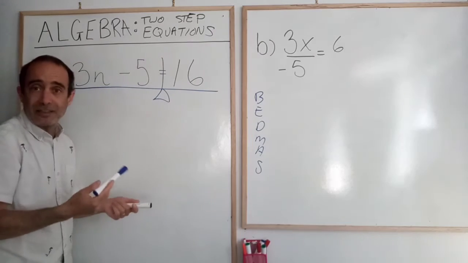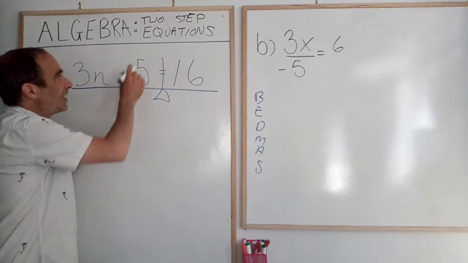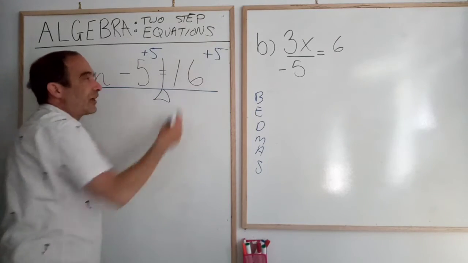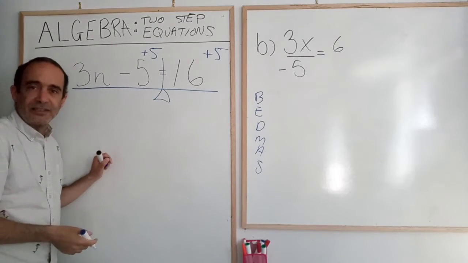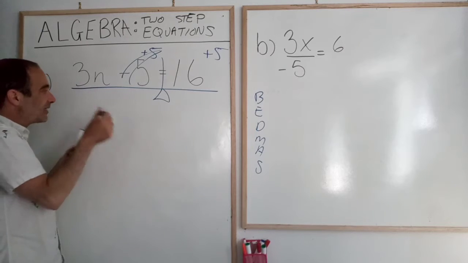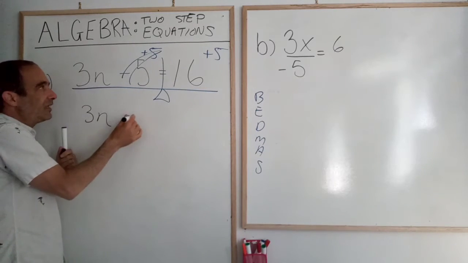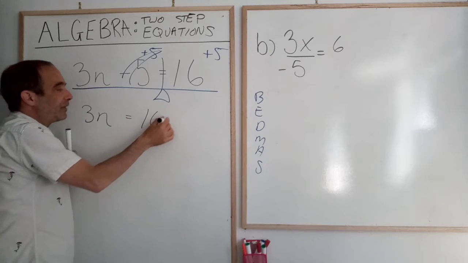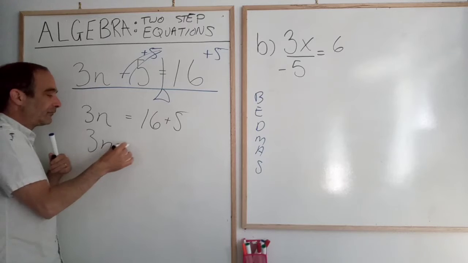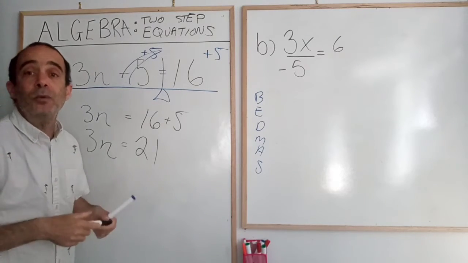How do we get rid of that subtract 5? We do the opposite. We do the opposite to both sides. So we're going to add 5 here, and we're going to add 5 over there. We're going to add 5 to both sides. Cancel where we can. I'm going to rewrite because I want to be clear. So that's 3n equals 16 plus 5. Well, 16 plus 5 is 21. Okay, so now I've got 3n equals 21.